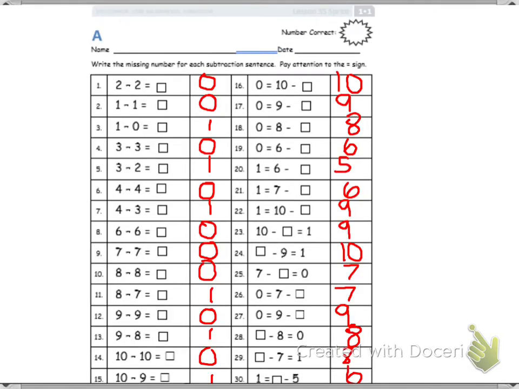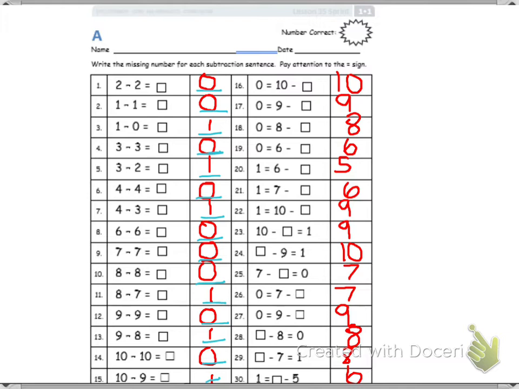Number 1 is 0. Number 2 is 0. Number 3 is 1. Number 4 is 0. Number 5 is 1. Number 6 is 0. Number 7 is 1. Number 8 is 0. Number 9 is 0. Number 10 is 0. Number 11 is 1. Number 12 is 0. Number 13 is 1. Number 14 is 0. And number 15 is 1.